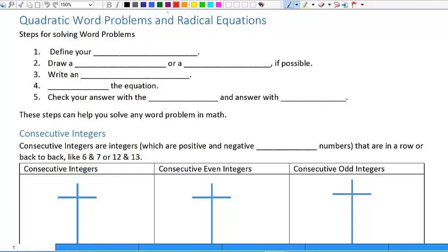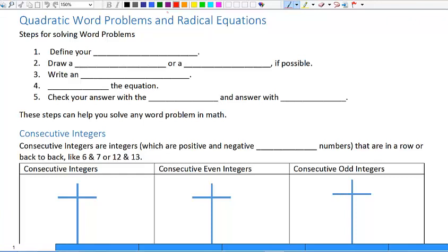So today's lesson is on quadratic word problems and radical equations. These two things really don't have much to do with each other. The quadratic word problems are just word problems using the methods that we've used: factoring, square root method, completing the square, or quadratic formula. And then radical equations are equations with radicals in them. So we're just having two topics today that we need to get through both of them. We're first going to start with quadratic word problems.